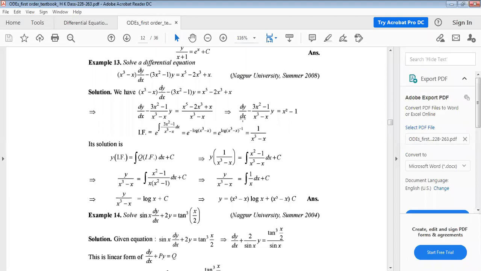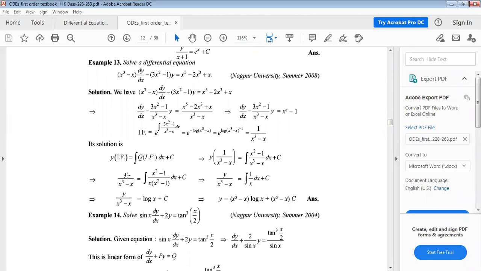Okay, now multiplying this term on both sides, the solution can be written as: y into integrating factor equals integral of q into integrating factor dx plus c. After multiplying with this integrating factor, this will be the integrable. Y into integrating factor equals, multiplying with this integrating factor, x square minus 1 over x cube minus x, dx plus c.